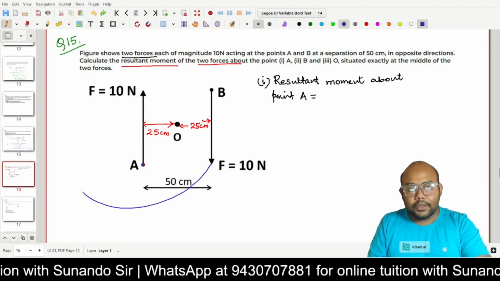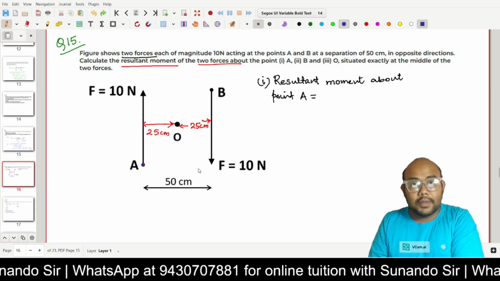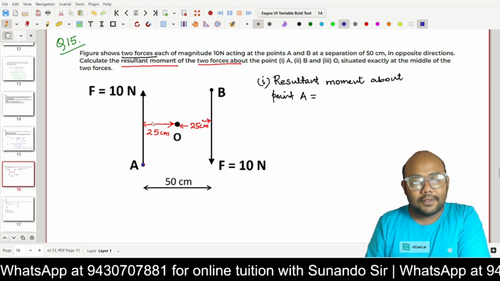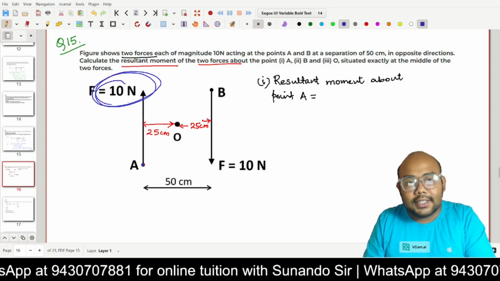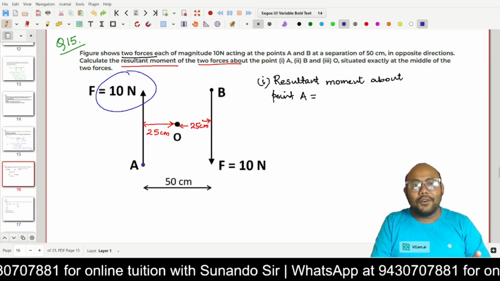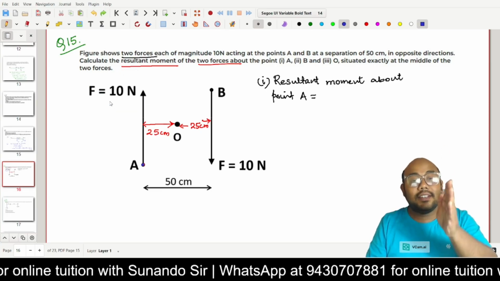This is going to produce a clockwise moment about point A. And this is the only force which is producing the moment. There is no other force which is producing any moment about point A. I hope it is clear why this 10 Newton is not going to produce any moment about point A, because the line of action of this force lies on point A itself.